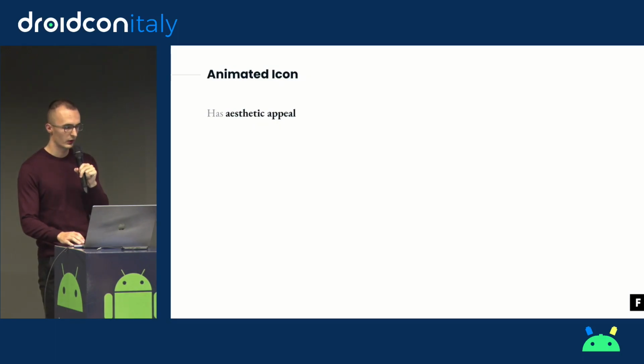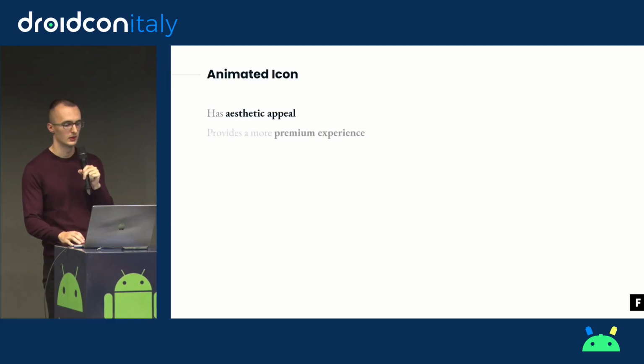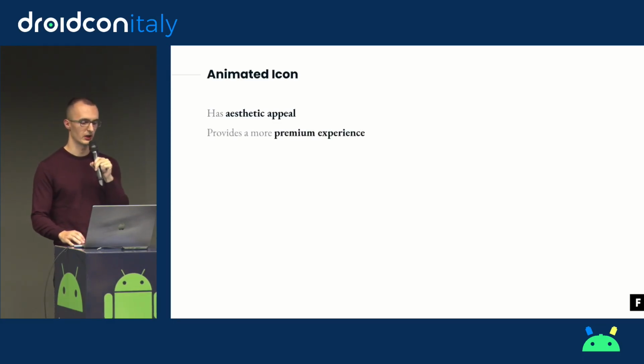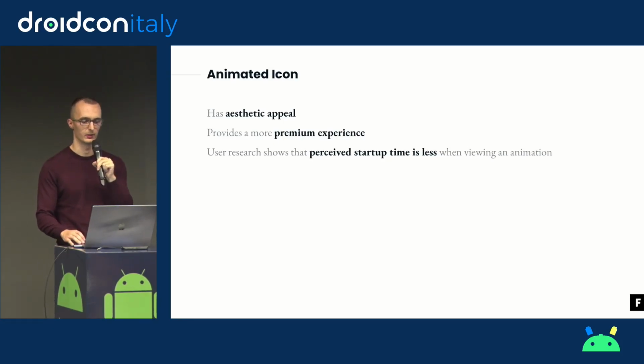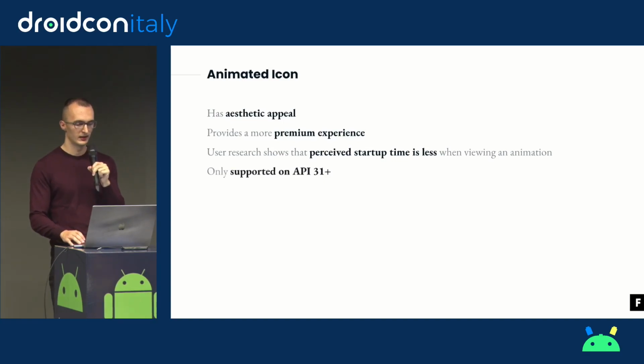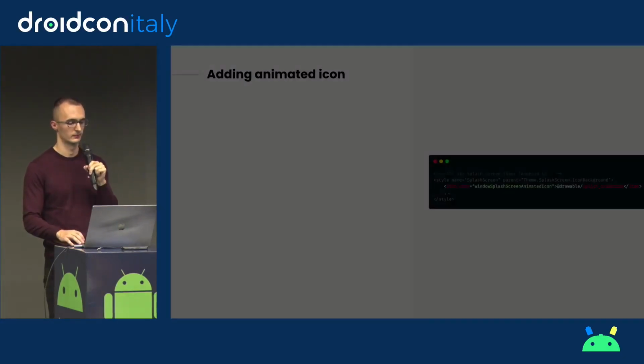So first thing, why would we add an animated icon? An animated icon has aesthetic appeal, it provides a more premium experience, and some user research has shown that the perceived startup time is actually less when viewing an animation. The thing with the animated icon, however, is that it's only supported on API 31, so you cannot have an animated icon on the older API versions.